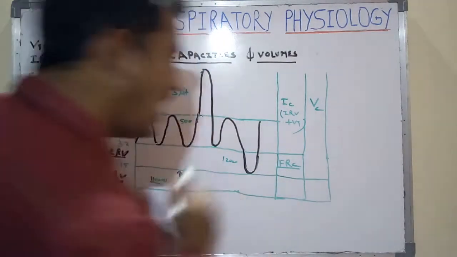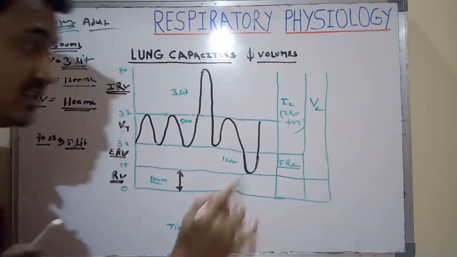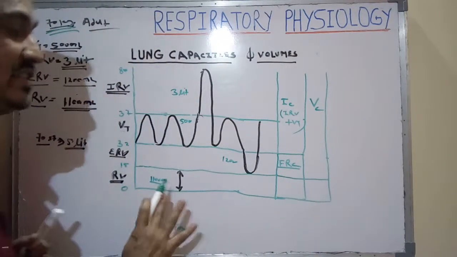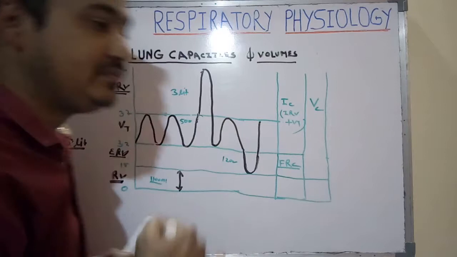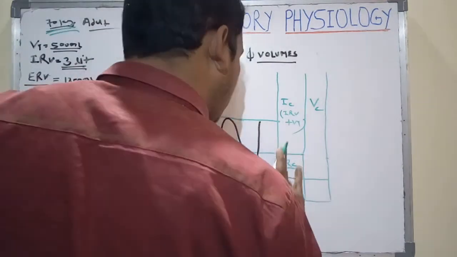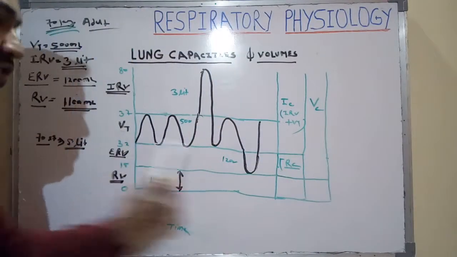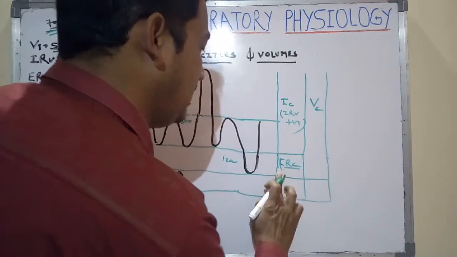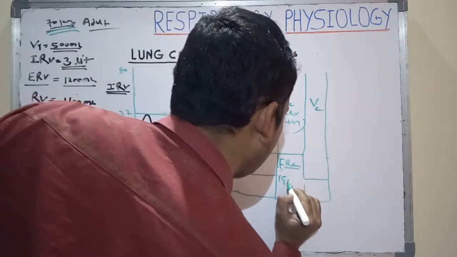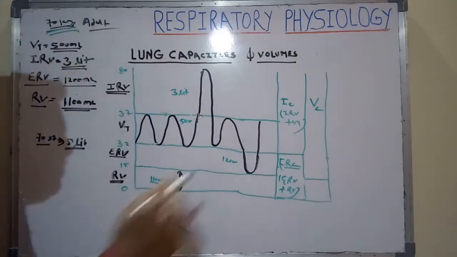Then we saw FRC, functional residual capacity. Okay, functional residual capacity is what? ERV, expiratory reserve volume, as well as residual volume, because this much we can expire. So this is capacity. That means ERV plus RV. Fine.